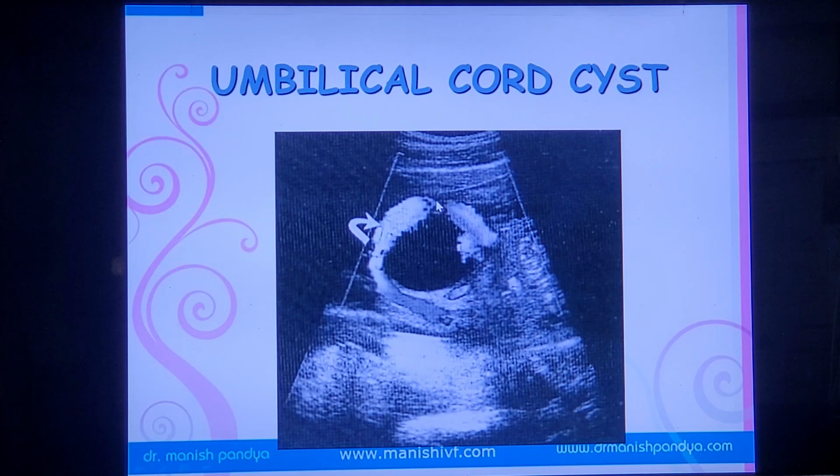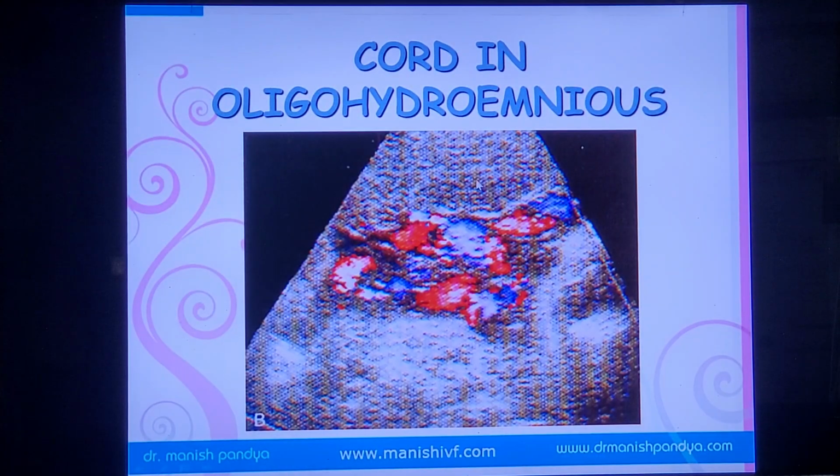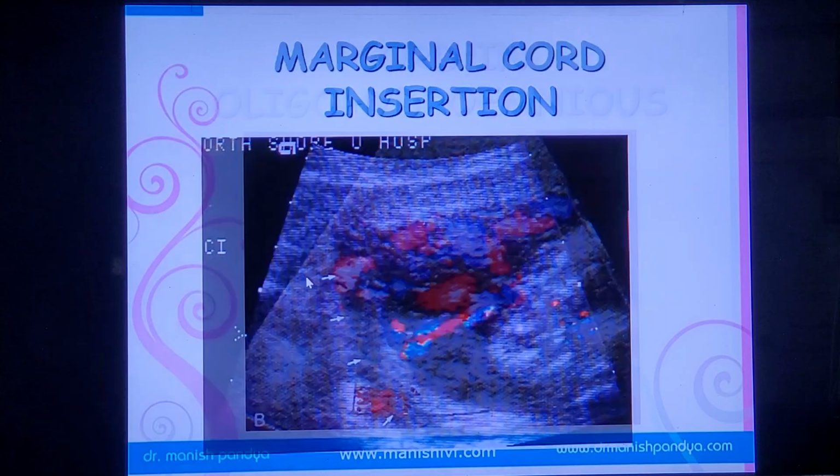This is the umbilical cord cyst. This is, you can see, cord around neck. 2 loop, 3 loop of cord around neck. Yesterday we delivered with 2. Yesterday the baby was delivered with 3 loops of cord around neck and baby is very fine. This is cord you can see in oligohydramnios. No liquor, full of cord.